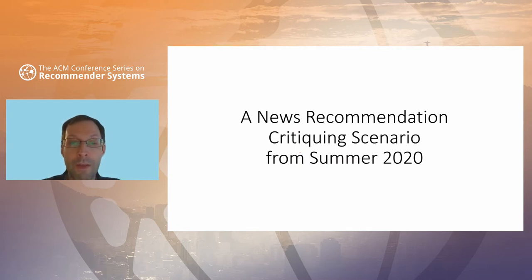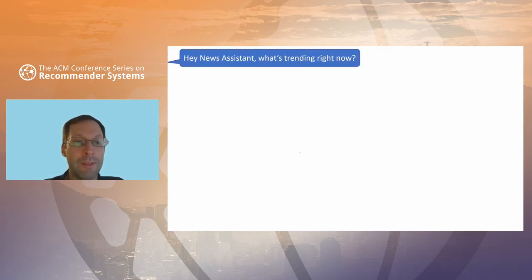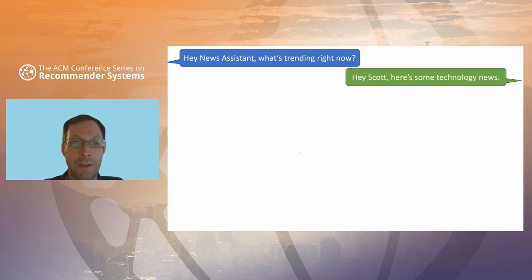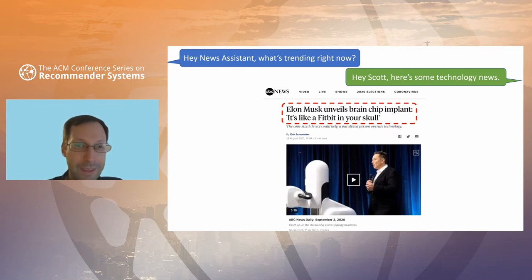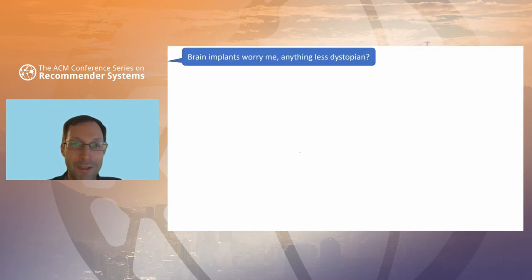Okay, so to motivate this work, let me start with a hypothetical news recommendation critiquing scenario from summer 2020 to drive home the idea of language-based critiquing. So I say to my news assistant, hey, what's trending right now? And the assistant says, here's some technology news. Scott, you like technology. This news article is about Elon Musk unveiling a brain chip implant. It's like a Fitbit in your skull, he says. Now, you may like that, but brain implants worry me, right? So I say to my assistant, is there anything less dystopian in the news?